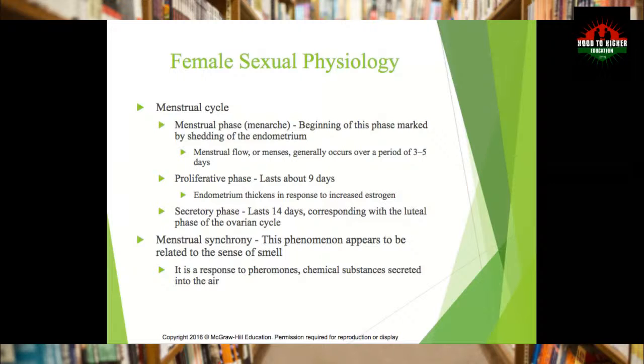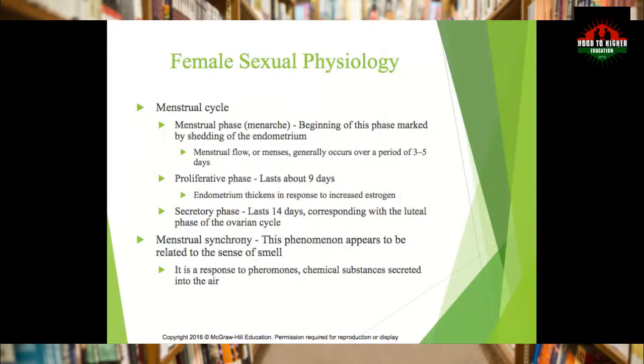Now, the menstrual cycle, or uterine cycle, is divided into three phases: the menstrual, proliferative, and secretory. With hormone levels low because of degeneration of the corpus luteum, the outer layer of the endometrium becomes detached from the uterine wall. The shedding of the endometrium marks the beginning of the menstrual phase. This endometrial tissue, along with mucus, other cervical and vaginal secretions, and a small amount of blood, 2 to 5 ounces per cycle, is expelled through the vagina. The menstrual flow, or menses, generally occurs over a period of 3 to 5 days.